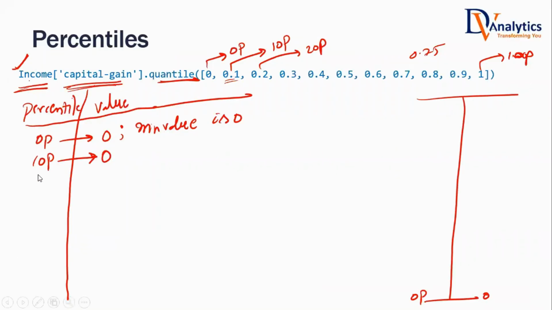First column is what? Percentile. Second column is what? Value. 10th percentile is 0. That means, what can we say? 10% of the values in the capital gain are zeros only. Is that a right statement? Yes, sir. 10% of the values in the capital gain are zeros only.